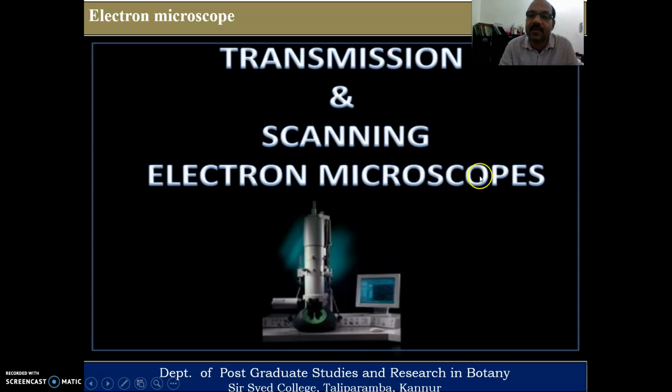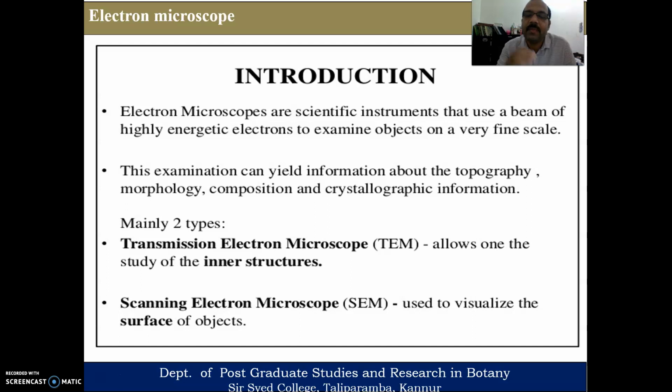Transmission and scanning electron microscope. There are two important microscopes, that is TEM and SEM. TEM is a transmission electron microscope, whereas the SEM is a scanning electron microscope. So based on this, we have to make some important introduction with regard to the electron microscope. So you know what is an electron microscope?